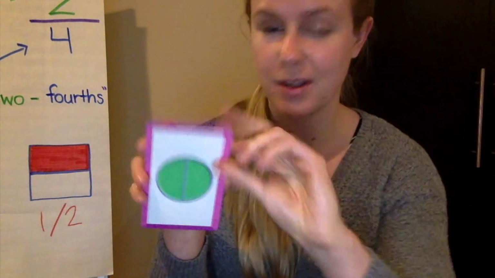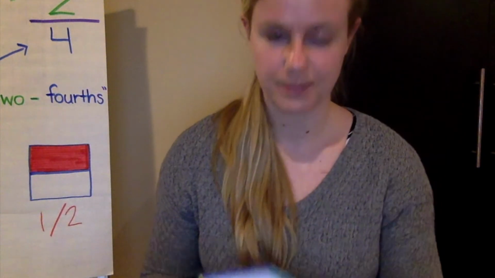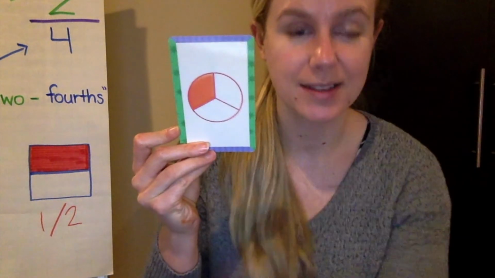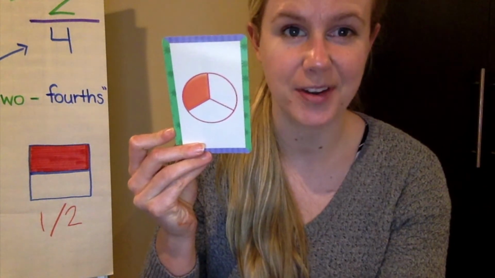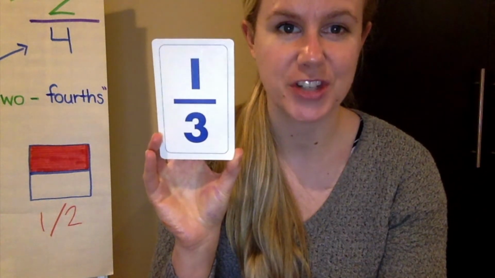How many parts are shaded in? 2. How many parts are there all together? 2. 2/2. How many parts are shaded in? 1. How many parts are there all together? 3. 1/3 was shaded in.